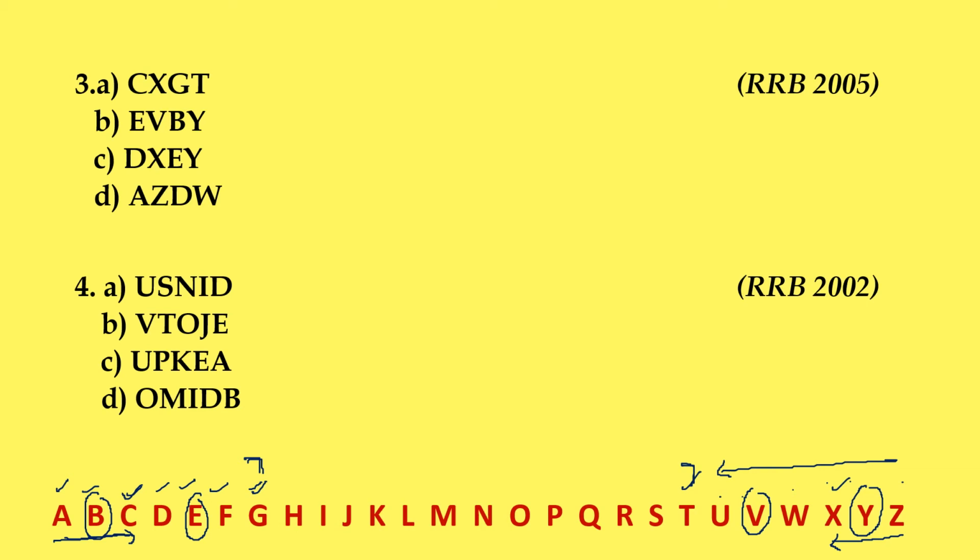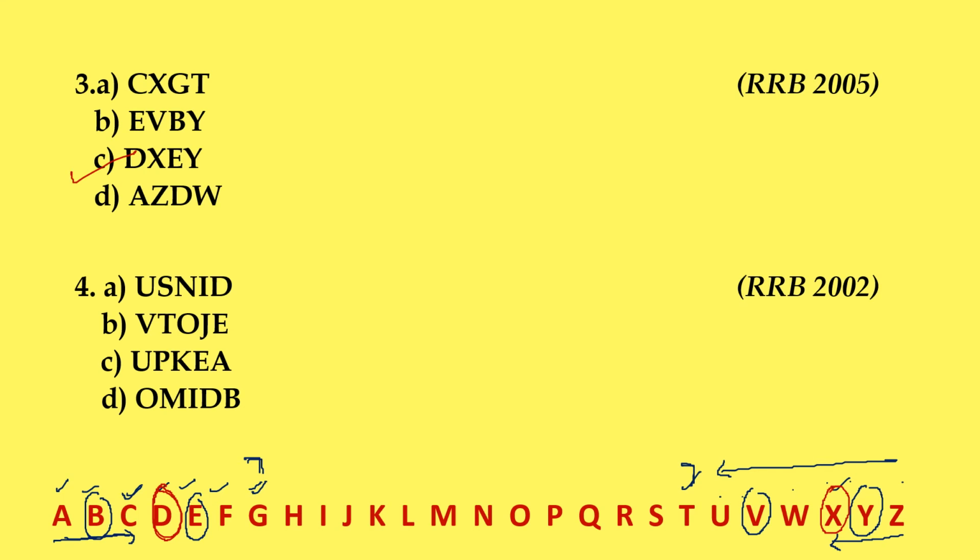Next is D and X. So where is D? Let me change the color so that it becomes easy to identify. So this is D and we have X here. So obviously the relation between D and X is not the same because D is at the 4th position from the beginning, whereas X is at the 3rd position from the rear end. So according to me, C should be the answer.